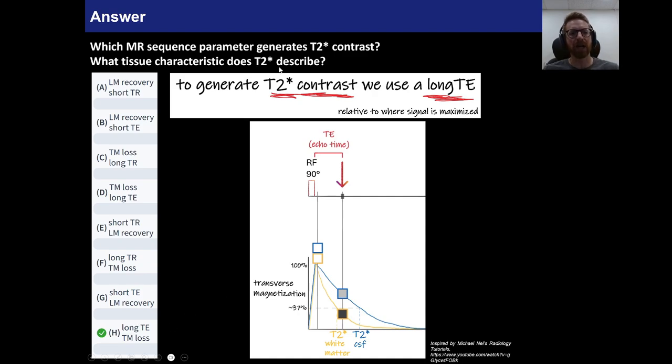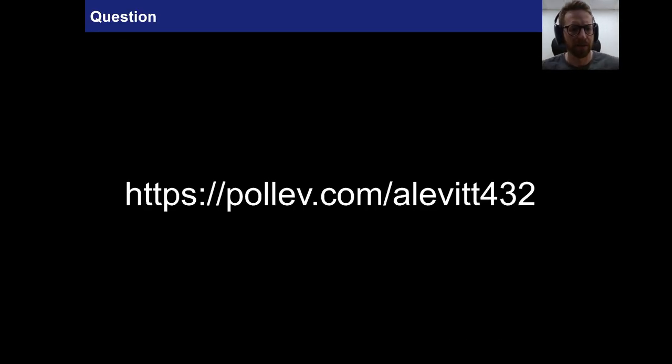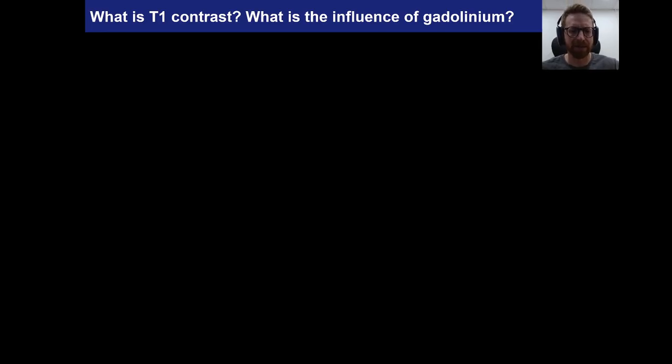And when we're talking about T2 star, the tissue characteristic, we're talking about loss of transverse magnetization. So just to burn it into your brain: long TE, T2 star, transverse magnetization. Those three concepts should be associated in your mind. Loss of transverse magnetization. So we already did that. We're going to talk about T1 contrast.